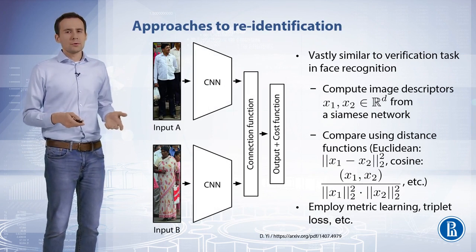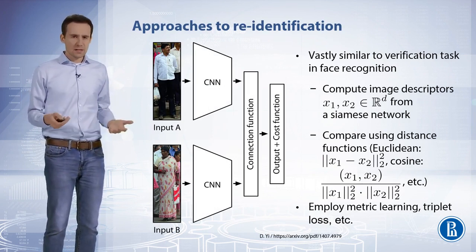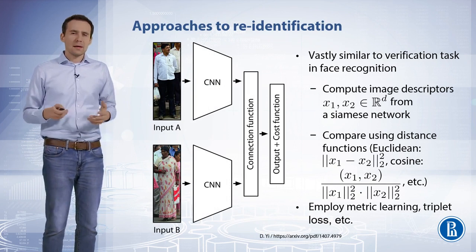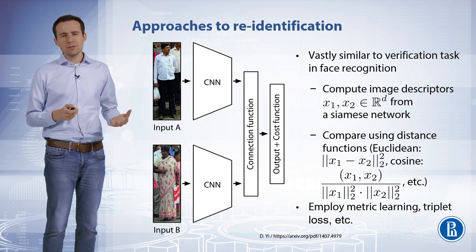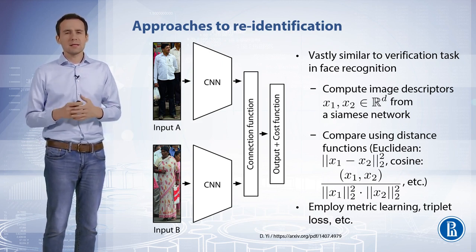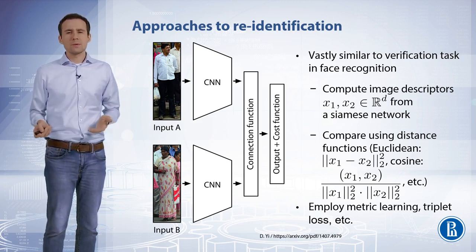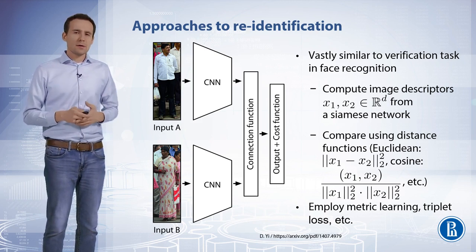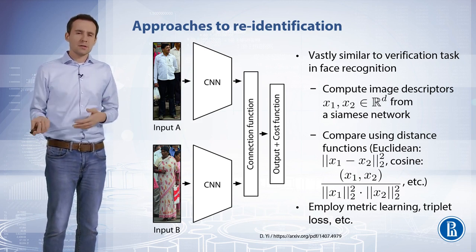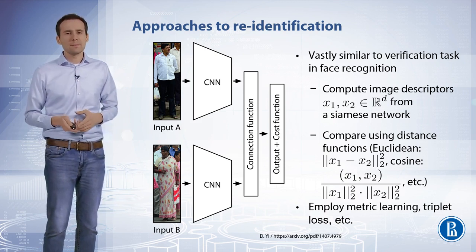A standard approach to re-identification generally follows the pipeline set by face verification algorithms. A typical re-identification system takes as input two images, each of which usually contains a person's full body, and outputs either a similarity score between the two images or a classification of the pair of images as same if the two images depict the same person, or different if the images are of different people.